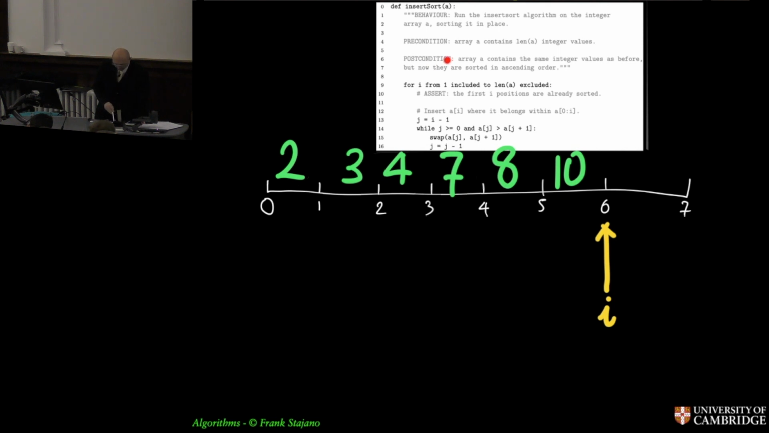And the postcondition is array A contains the same integer values as before, but now they are sorted in ascending order. So this is a view of programming as an activity that involves a contract between 2 entities, the one that writes the routine and offers a service, and the one that calls the routine and makes use of the service. So the person who builds the routine and maybe even sells the routine says, I will do my work provided you give me this precondition.